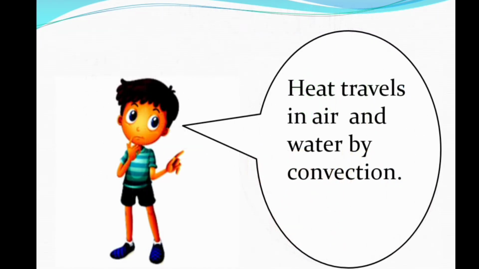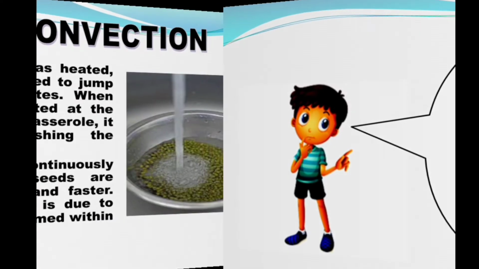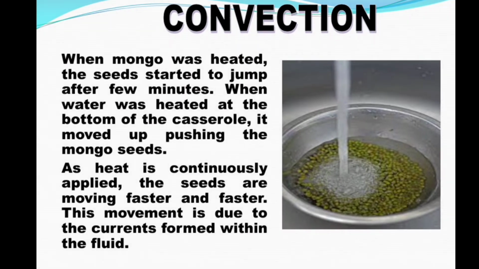Our next method of heat transfer is called convection. Heat travels in air and water by convection. When mango was heated, the seeds started to jump after a few minutes. When water was heated at the bottom of the casserole, it moved up, pushing the mango seeds. As heat is continuously applied, the seeds are moving faster and faster. This movement is due to the currents formed within the fluid.